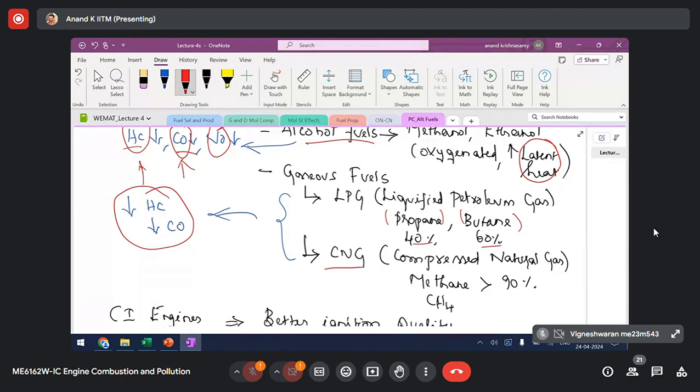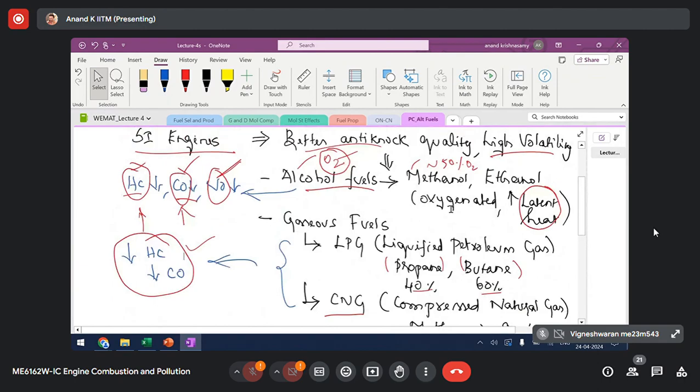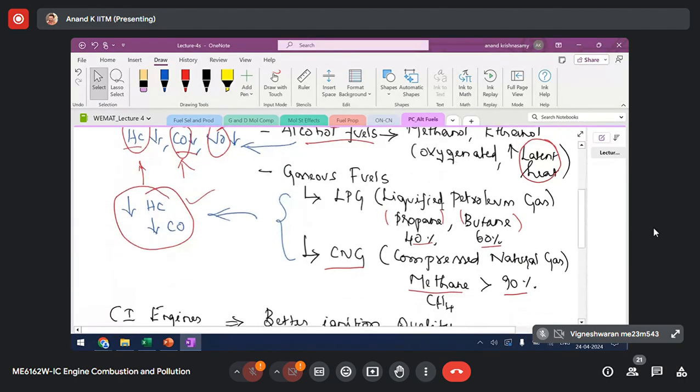Same is the case with CNG, compressed natural gas. The primary component is methane, and other gases are minor constituents. It is primarily methane, above 90%. That is what CNG is. So again, it is a gas phase fuel. You can expect a reduction in SC and CO. So gaseous fuels result in reduced HC and CO. Alcohol fuel at a blend level will help in reducing all three primary pollutants.